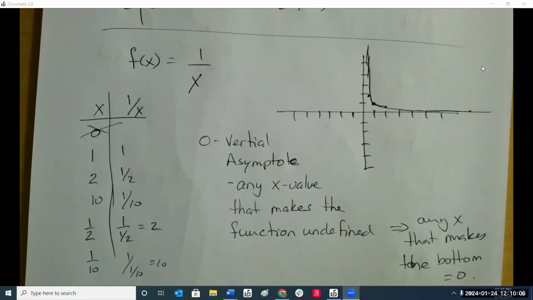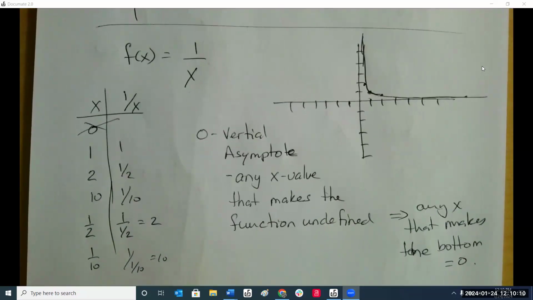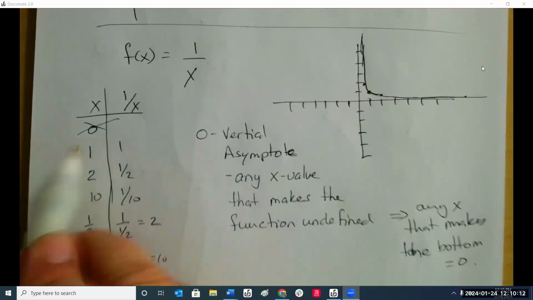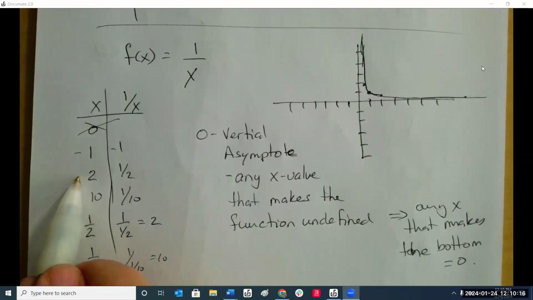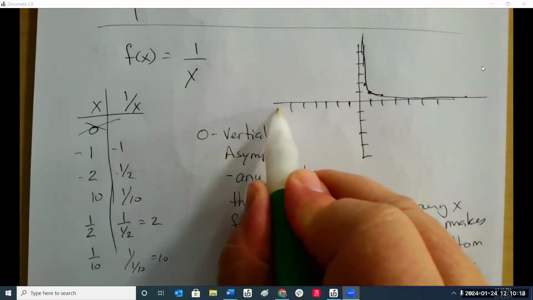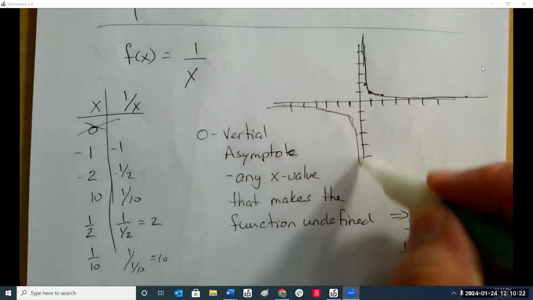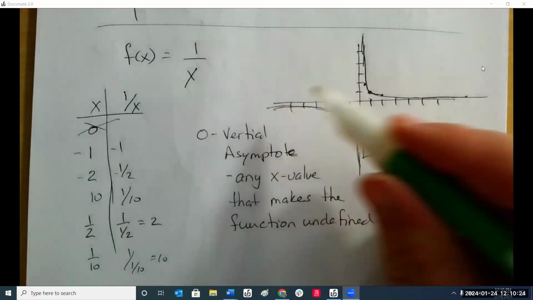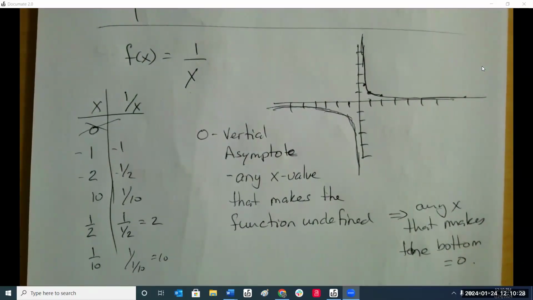What about the negative side? Can they be negative? If I put -1, I got -1. Put -2, -1/2. So what I have here is this half of the graph. So that's what it looks like.